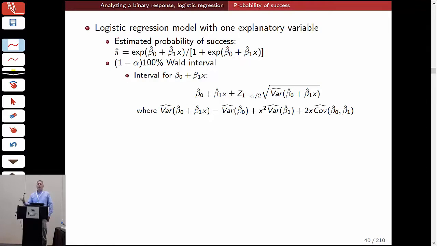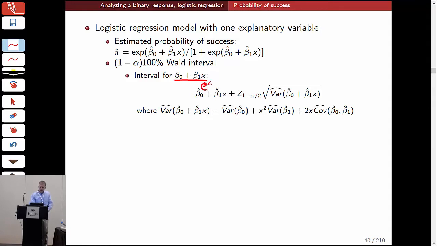Of course, though, we want to do inferences with the true value of pi, so we can do a 1 minus alpha times 100% Wald interval. To do that, it's easiest, or best, to actually do an interval for beta 0 plus beta 1 times x first, and then eventually come back to what we need for pi itself. So if I do a Wald interval for beta 0 plus beta 1 times x, and again, x could be like a distance of 20 yards, for example.